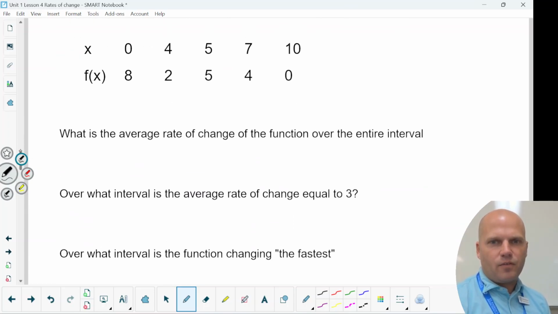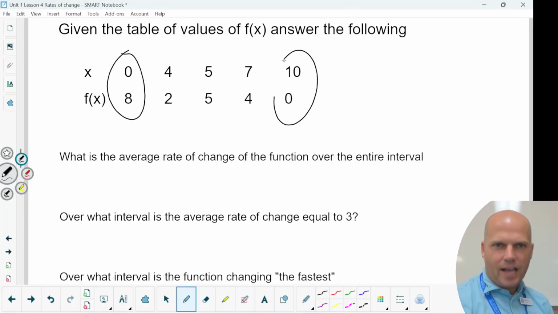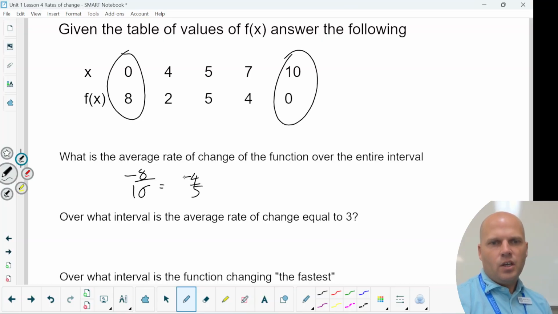Cool. I can give you a table of values. You can do the same thing. Average rate of change over the entire interval. I would just ask you for these 2 points. 8 goes to 0, down 8. 0 goes to 10. That's 4/5. I would say on average, this function is decreasing 4/5 of a y per x over the entire interval.